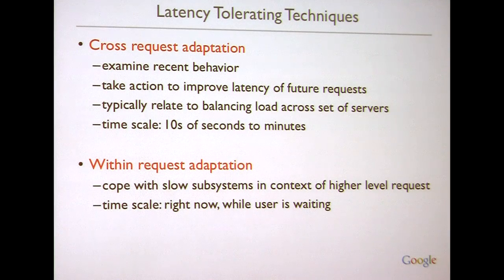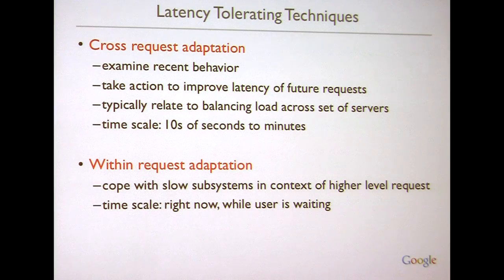So there's a couple of different classes of latency toleration techniques that we've come up with over the years. I'm going to mostly focus on one of them in this talk, but there's a bunch of them. We had a CACM article in February this year where we outline a few other ones. But essentially they fall into two classes. The first is what I'll call cross-request adaptation. You're going to examine recent behavior in your system, measuring load and CPU utilization, maybe number of disk requests, and you're going to take action to improve the latency of future requests on a time scale of tens of seconds or minutes.